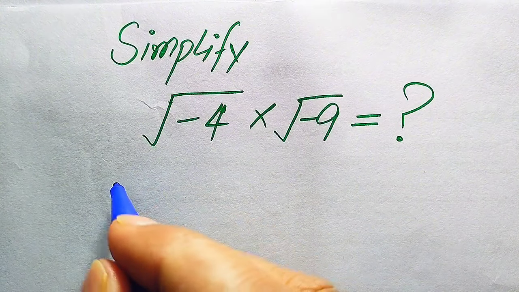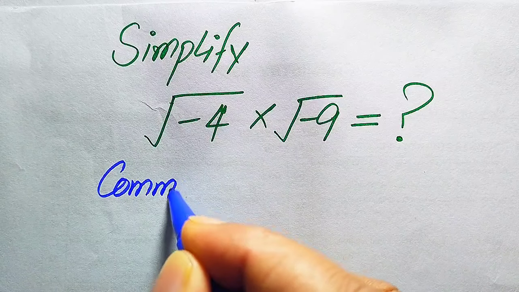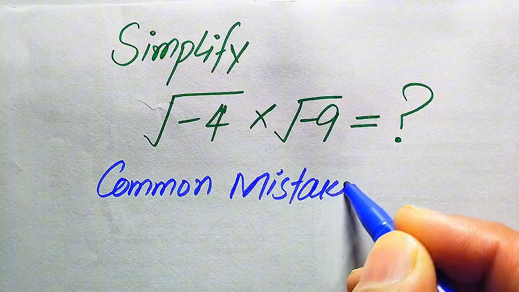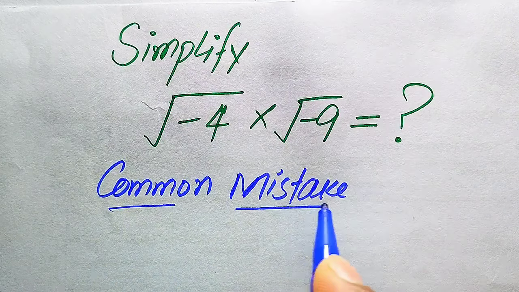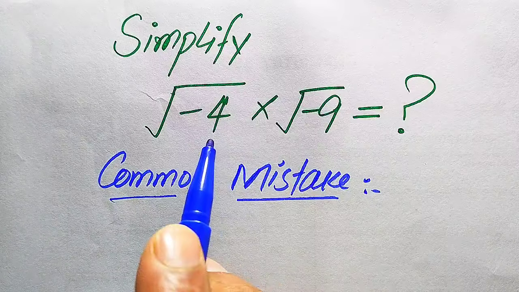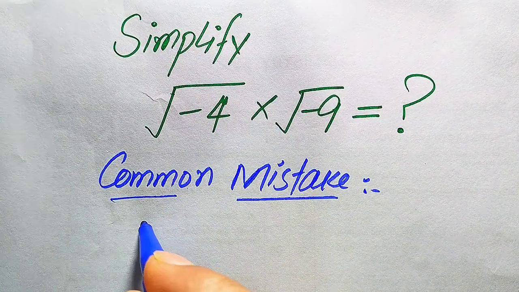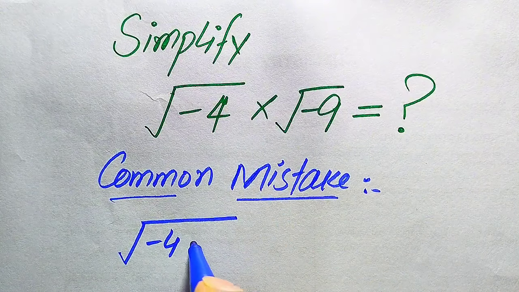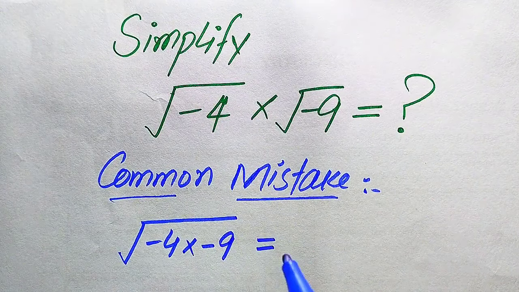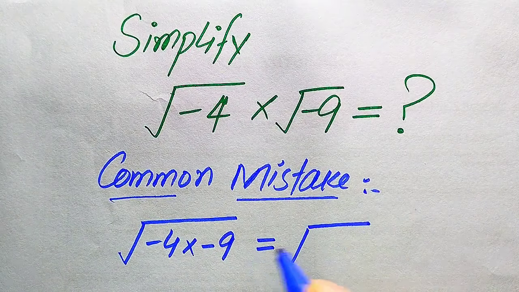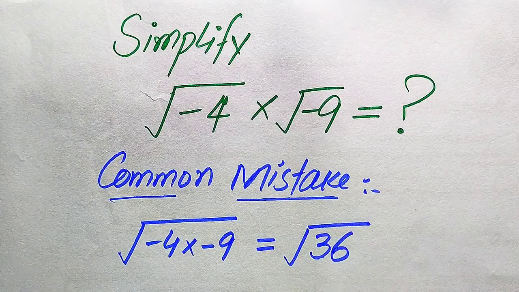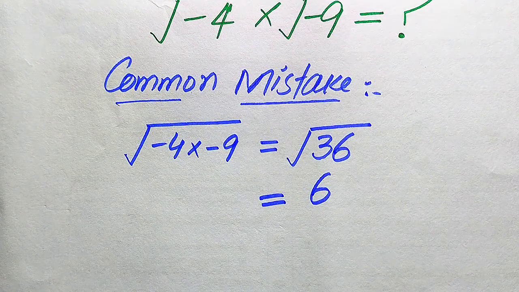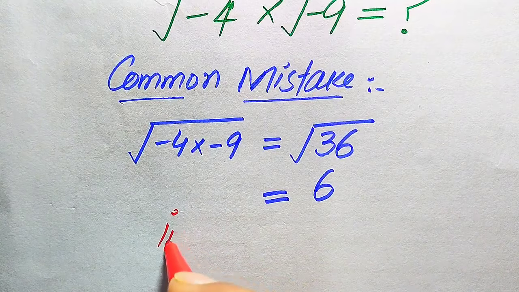So first we discuss some common mistakes which students can make while solving this problem. Some students just combine the square roots of both of these values, and it is written as the square root of minus 4 multiplied by minus 9. Minus times minus becomes plus, and 4 times 9 becomes 36, and the square root of 36 becomes 6. But this method is wrong, or this is the incorrect method.